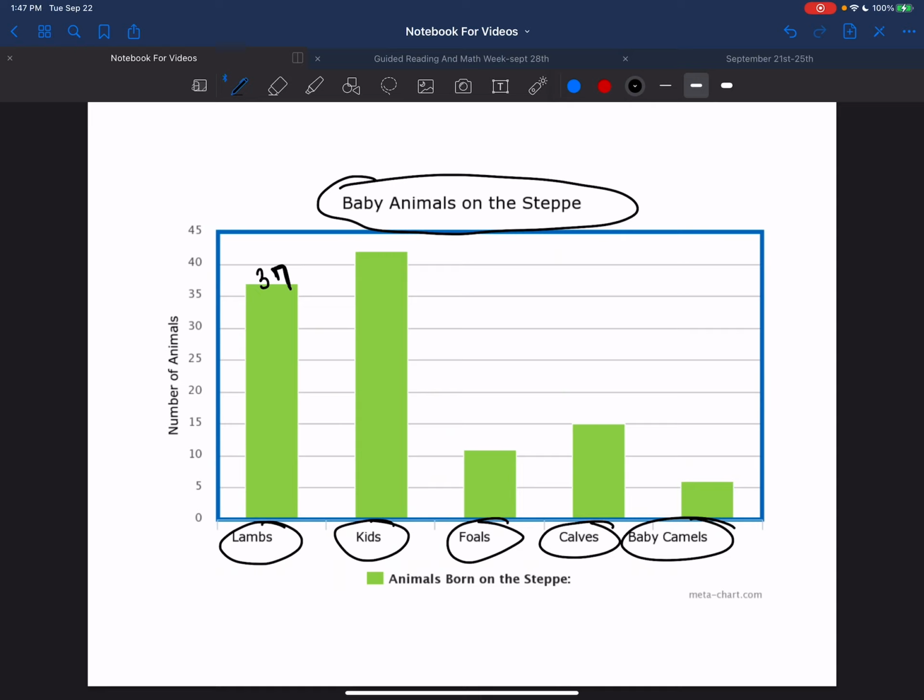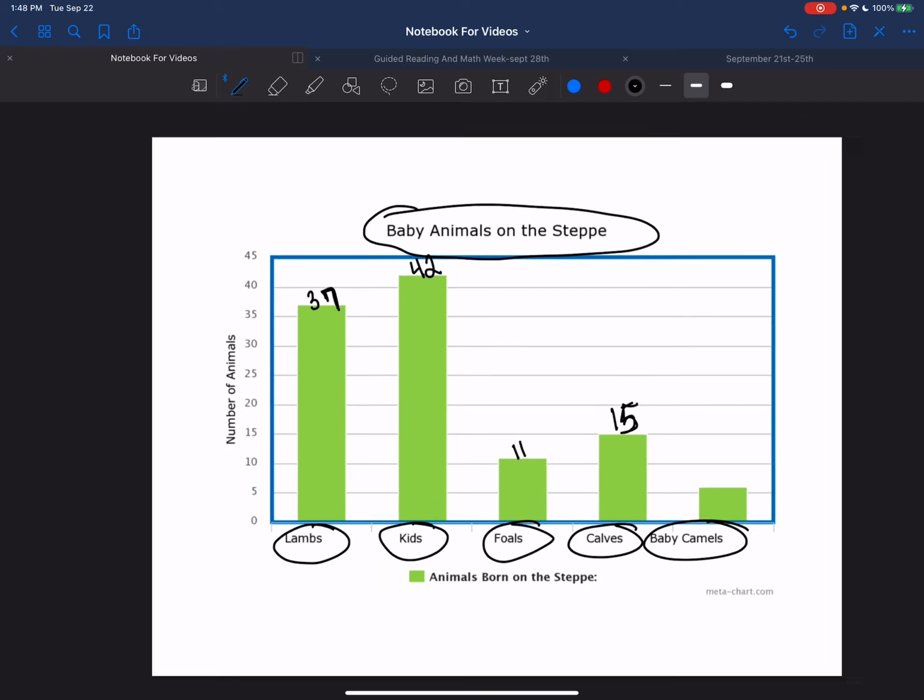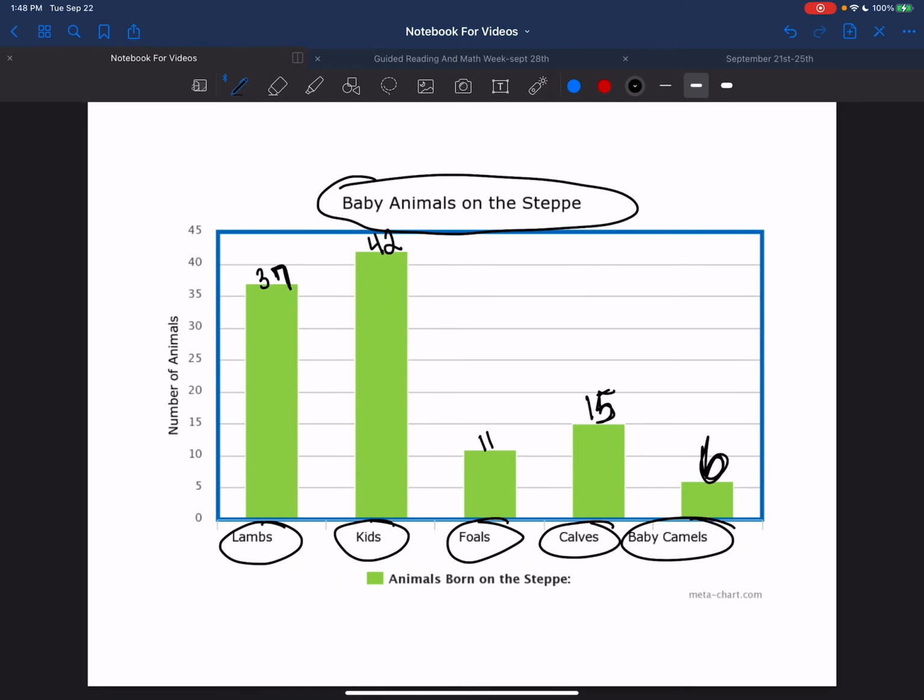All right, let's do the same thing for kids or baby goats. The bar touches 40 and it goes a little bit past 40, so I'm going to say that would be 42. How many foals do I have? Well, it touches 10 and it is just a tiny, tiny bit past 10, so I will say 11. Next, I have calves. Calves is right on that 15 line, so I'm going to write 15 above it. And then I have baby camels, and baby camels is a little tiny bit past 5, so I would say 6. And that's it. Then if you had questions that you would have to answer, all your data is ready to go and you could answer those word problems.